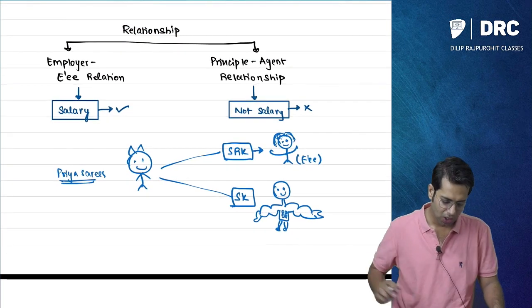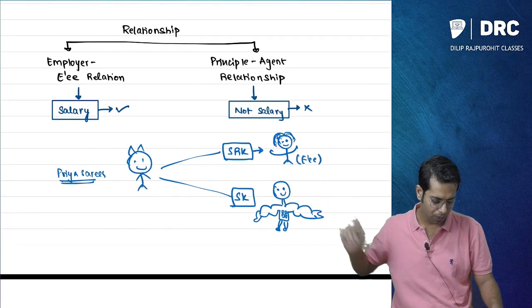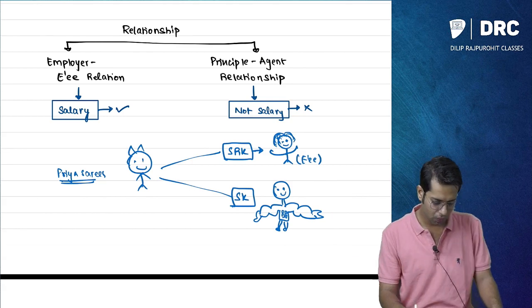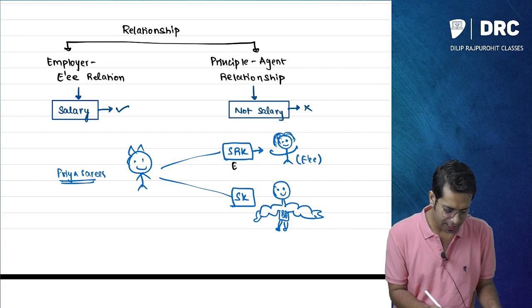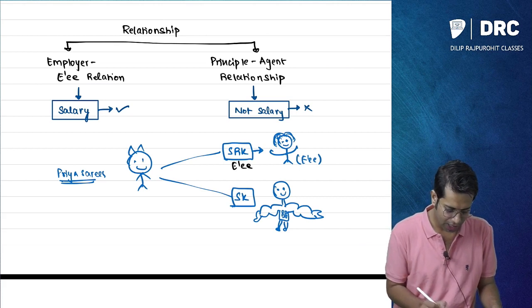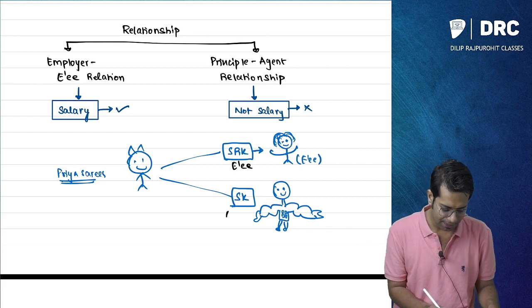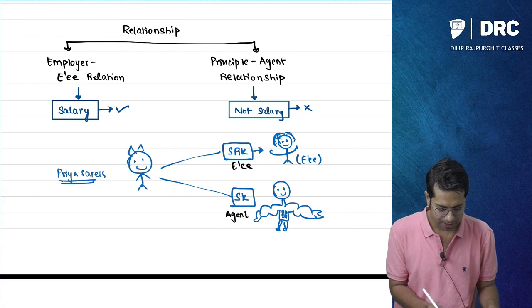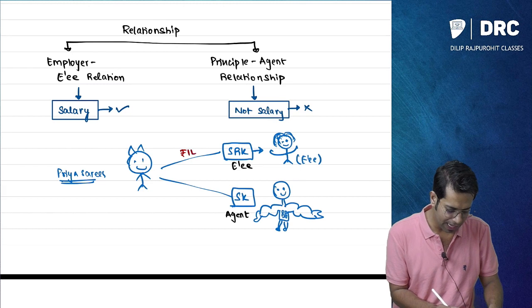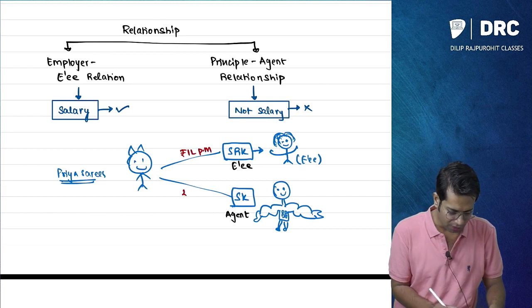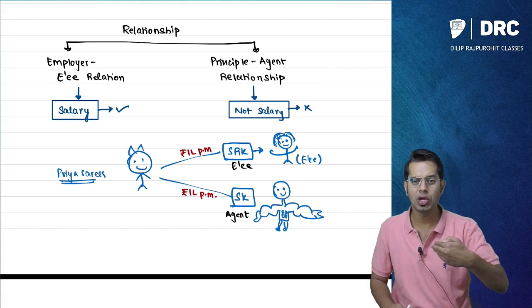So I have two people who are working with me. Shahrukh is my employee, and Salman is my agent. To both of these people I am paying rupees 1 lakh per month. Please understand this carefully.